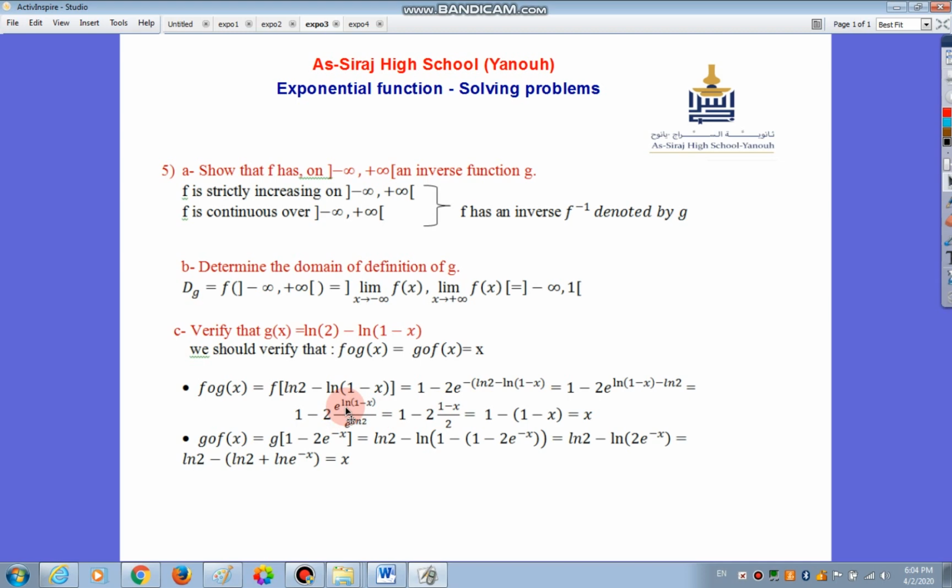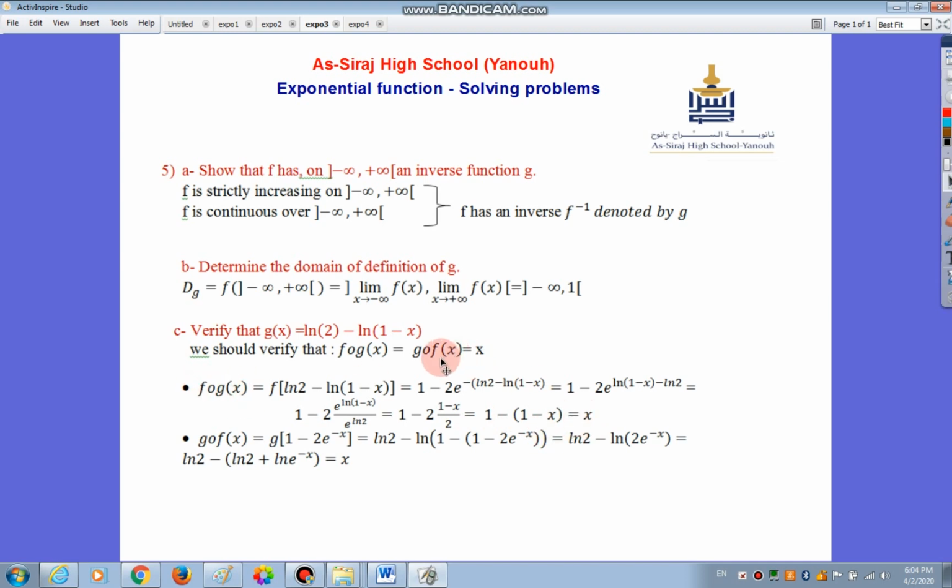E with ln, they cancel each other up, and e with ln, they cancel each other down. So the expression will be 1 minus 2 times 1 minus x up and 2 down. Now 2 up and 2 down, they cancel each other. I will get 1 minus bracket 1 minus x, which is x. So f o g of x is equal to x.